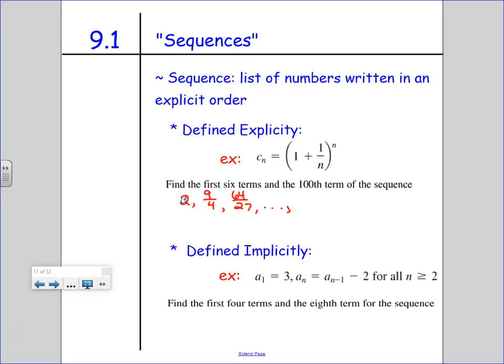Up above, a sequence is a list of numbers written in explicit order with some sort of pattern. Usually some sort of pattern. Some simpler, some harder. We're just looking at simpler ones today. How would we find the 100th term of the sequence? Plug in 100. It'd be 1 plus 1 over 100, which would be 101 over 100 to the 100th power. We'll just leave it there.